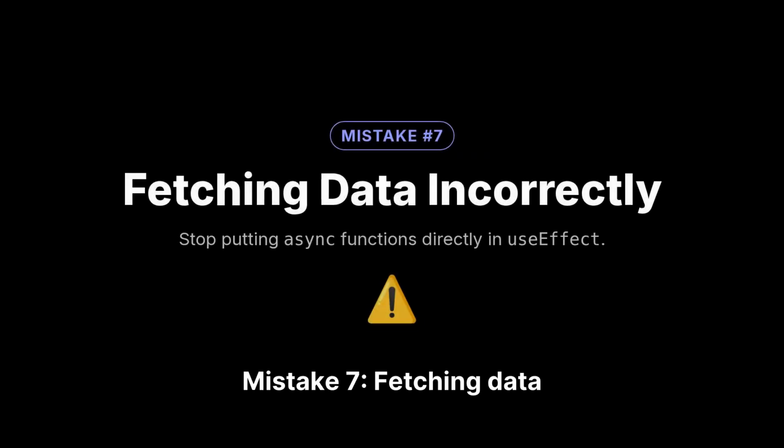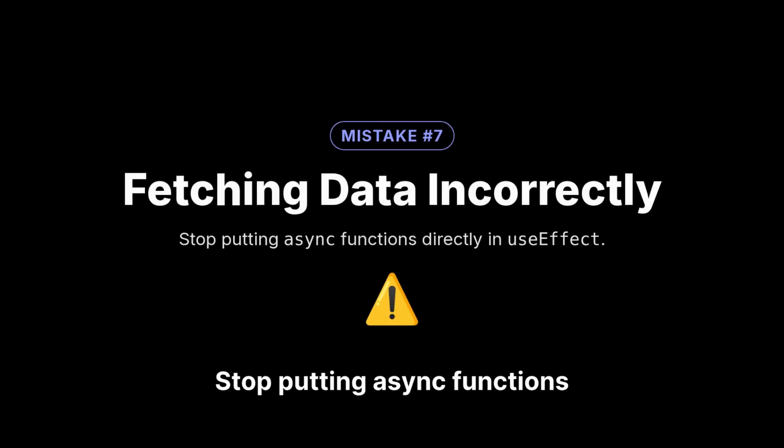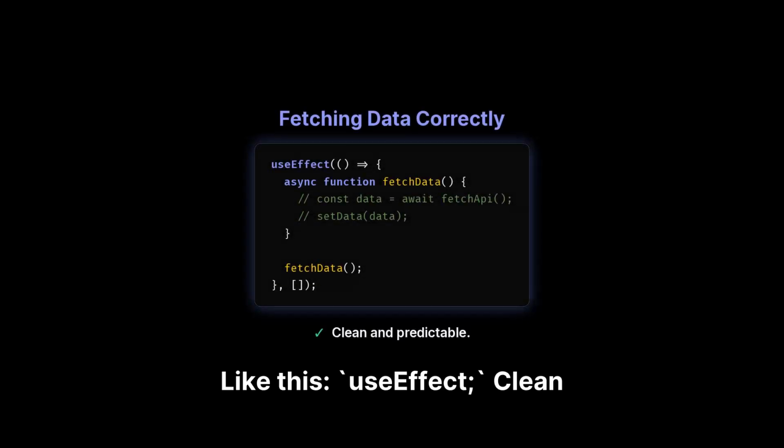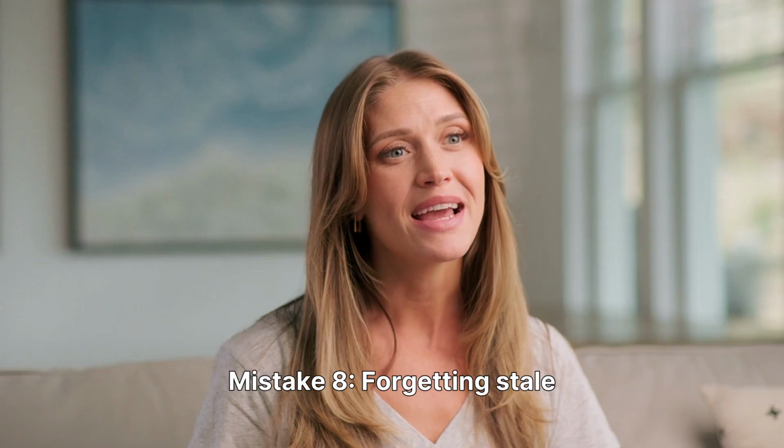Mistake 7. Fetching data incorrectly. Stop putting async functions directly in useEffect. Wrap them inside or define them separately, like this. useEffect, clean and predictable.